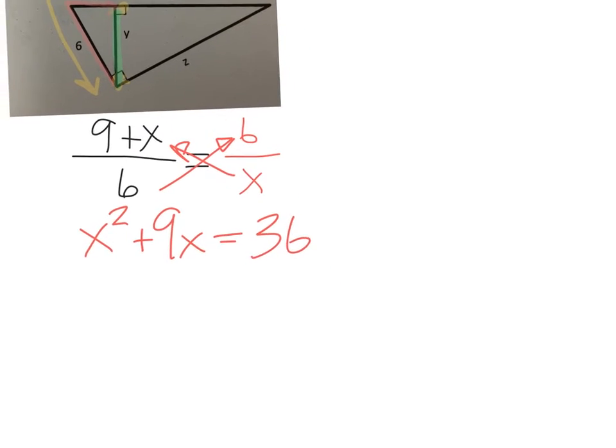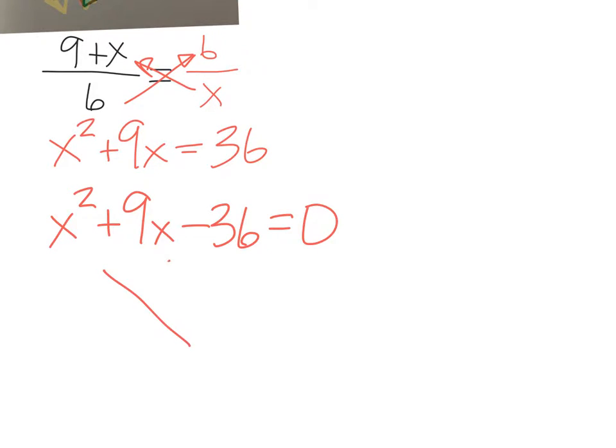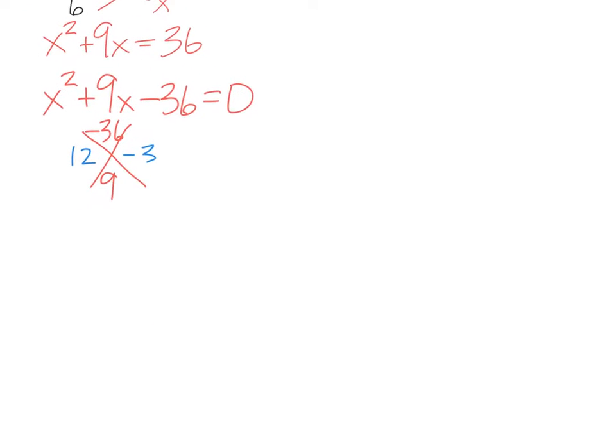So I have an x squared and an x and a number, so I'm going to make a quadratic by subtracting the 36 from both sides. And now I'm going to factor: what numbers multiply to give me negative 36 and add to give 9? And hopefully you're saying to yourself, those numbers are 12 and negative 3. Okay, two of the factors of 36.